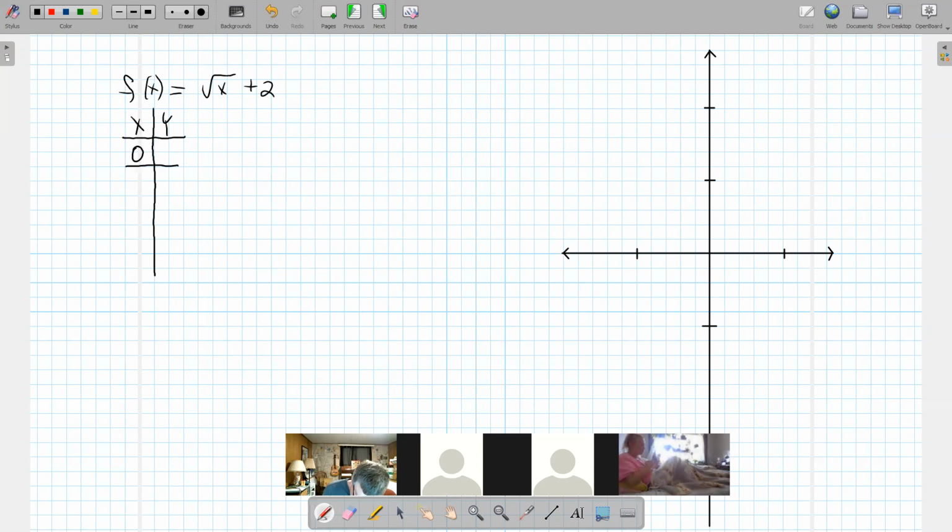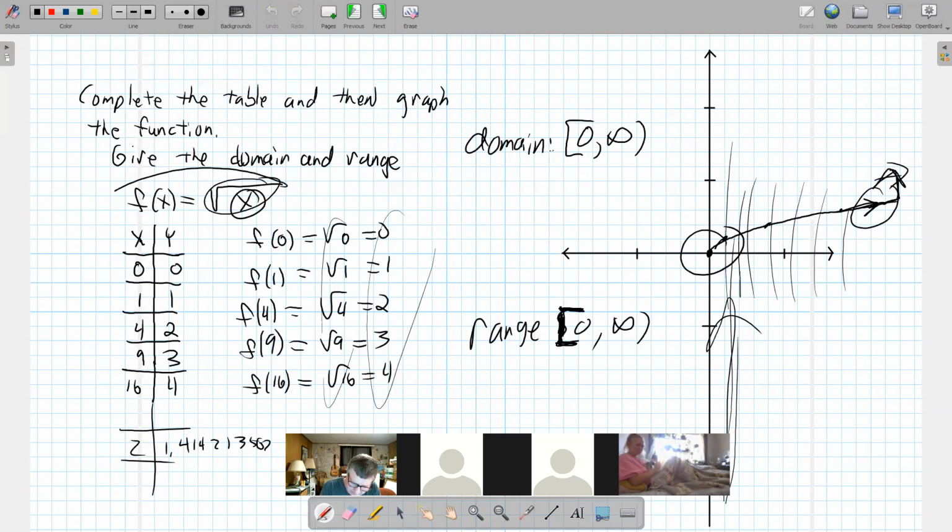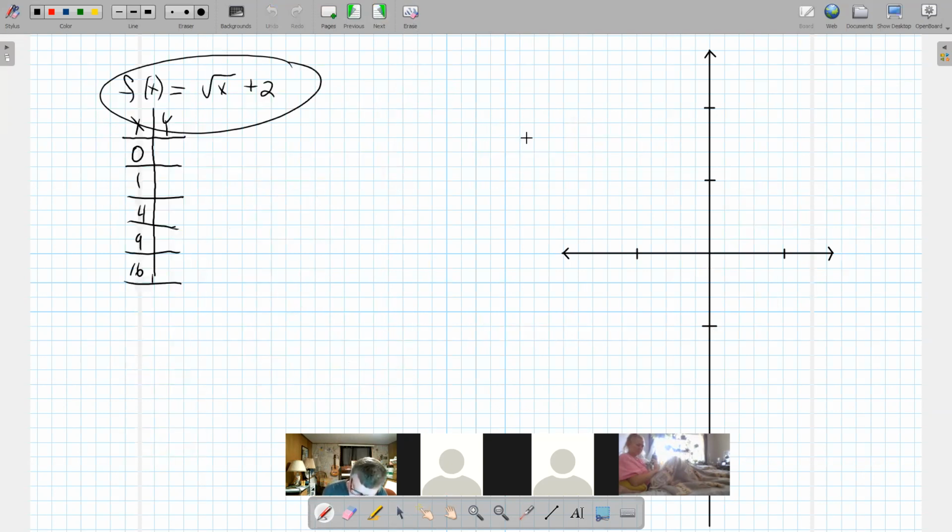And we have the same inputs. Why do we have the same inputs? Even though there's a plus 2 as part of this function, the plus 2 is outside of the radical. It's after we take the square root. So compared to this, we're going to get the same numbers here, but then we're going to add 2 because we're going to take the square root and then add 2. Okay, so watch how that happens.